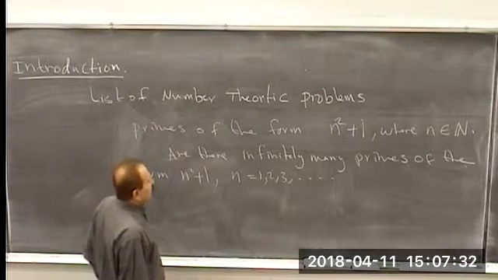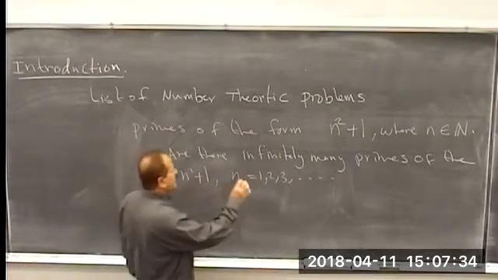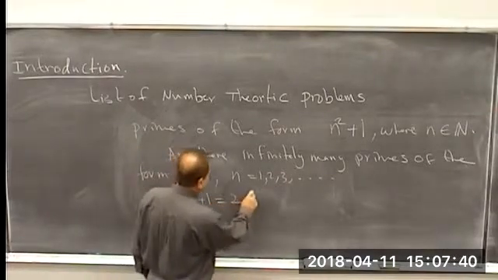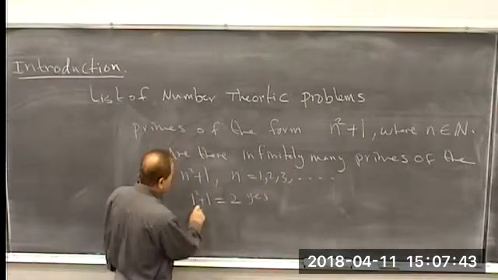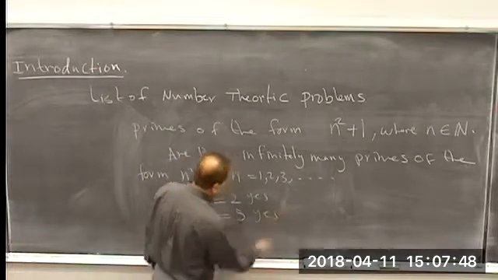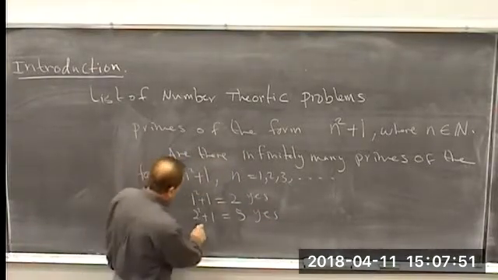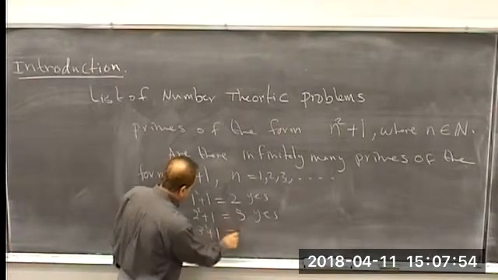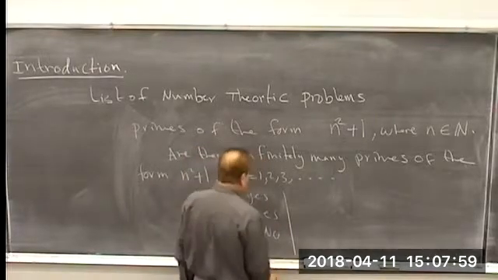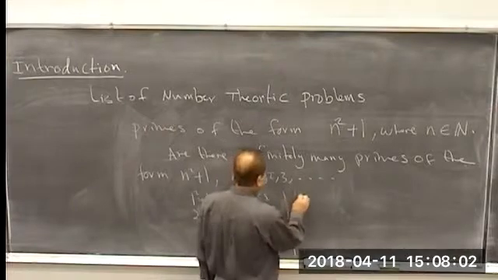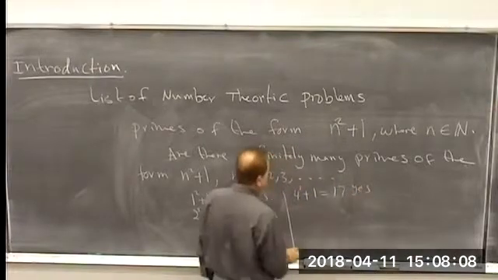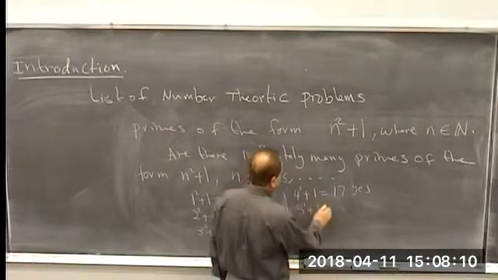Some of these will be prime, some of them are not prime. So for example, if I start with n equal 1, this is 2, yes. How about 2 squared plus 1? Yes, 5. How about 3 squared plus 1? That is going to be 10, of course, no. We continue a little more. 4 squared plus 1 is 17, yes.